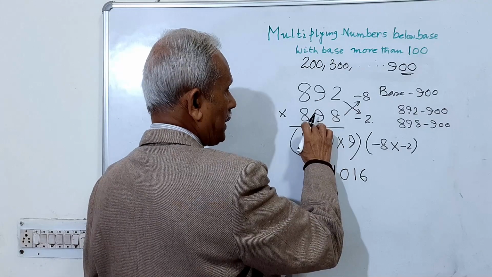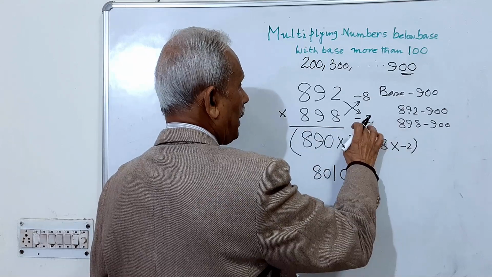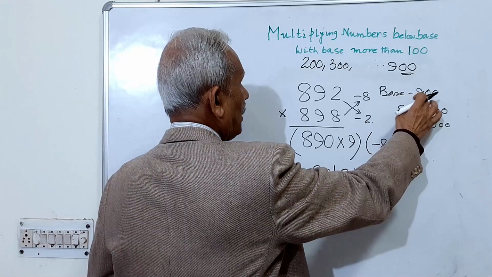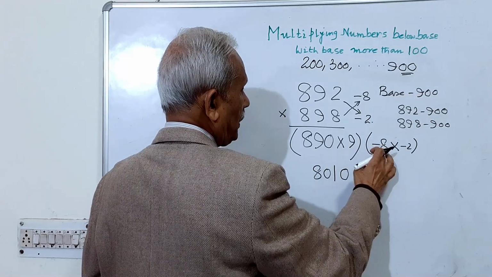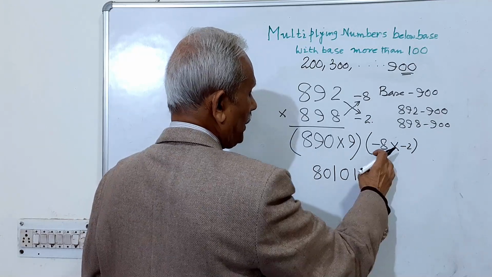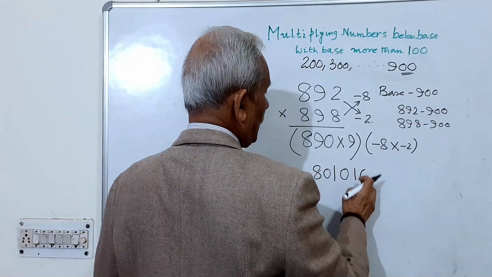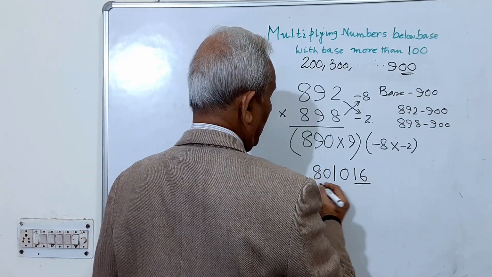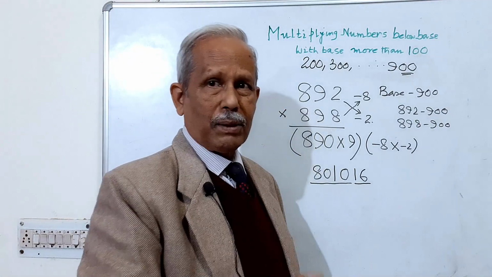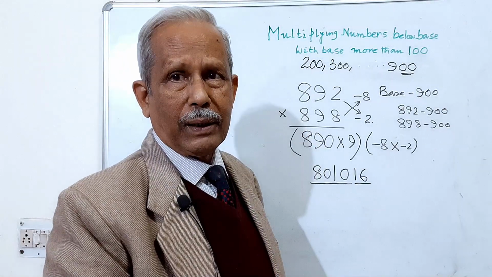892 into 898. 892 minus 900 is minus 8. 898 minus 900 is minus 2. Cross subtraction, it becomes 890 into the 9th multiple of 100, into 9, and the second part of the answer is minus 8 into minus 2. This becomes 8010, and this becomes 8 into 2, 16, minus minus plus 16. There are 2 zeros here, so you can put 2 digits here. So the answer is 801016. Right? I hope you have followed it. Things are simple, but also interesting. A very big problem has been done so easily without any difficulty at all.